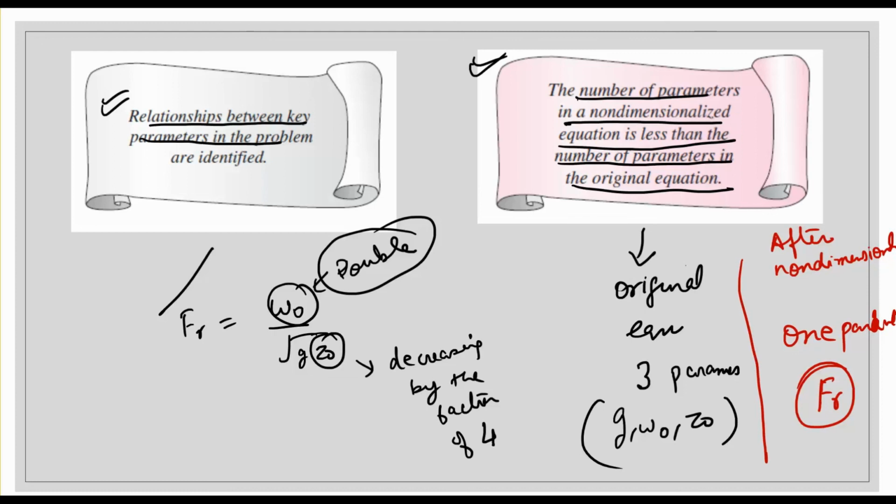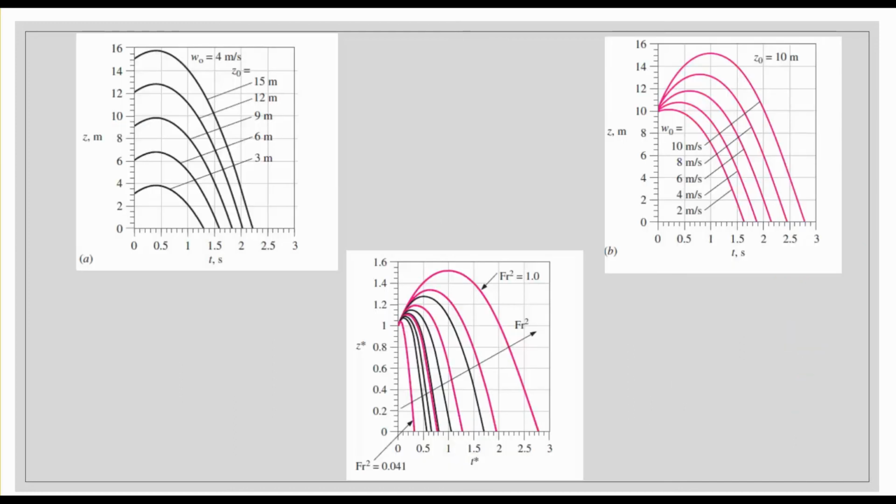This will also help you in reducing the number of graphs to be plotted. For example, consider this is for the original and this is also for the original. Here in figure A, we have fixed omega naught as 4 meter per second, and we are seeing the effect of z naught. Now you can see that z naught is increased and how the profile is behaving. In figure B, you can see that here we have fixed z naught to 10 meter, and we are now seeing the effect of omega naught.